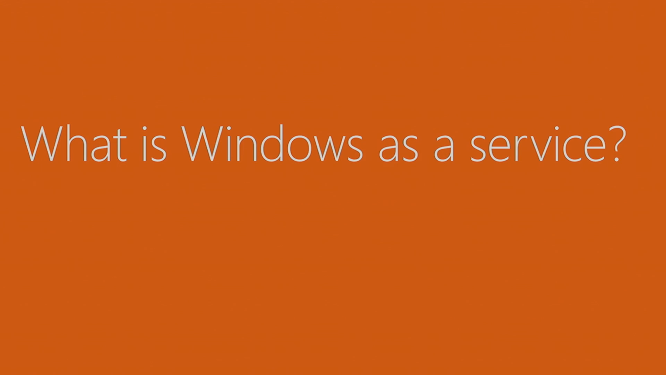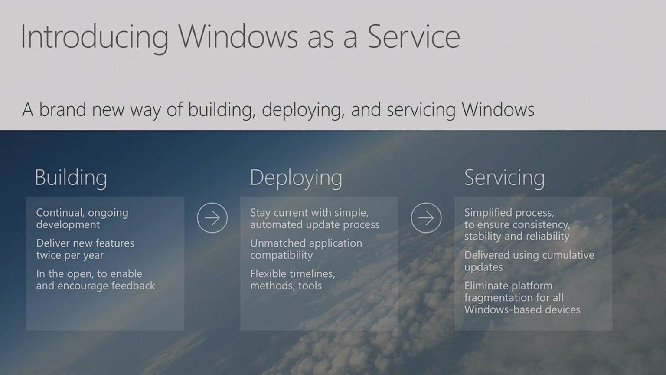So let's shift into what Windows as a Service is, just to make sure everyone understands the basics of it. We've changed really everything about the way we build, deploy, and service Windows. From a building perspective, we've changed the way we release Windows, the way we preview Windows, the way we show you what's coming. It's now all out in the open. We have the Insider Preview program showing you builds of Windows as we're writing the code. You can see almost weekly, here's the progress that we're making. You can try it out, you can provide us feedback.